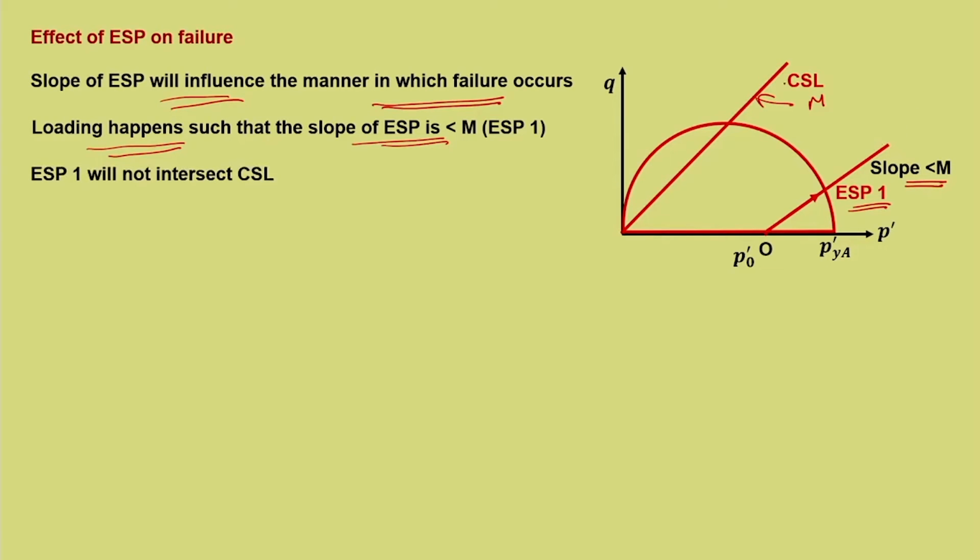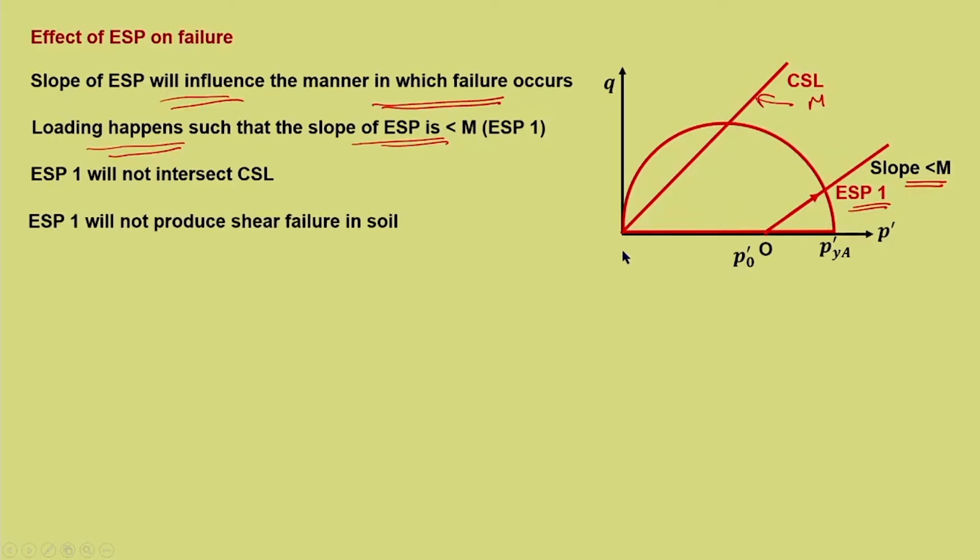ESP1 is not going to intersect critical state line. So, the loading can happen without failing. Probably it is very close to isotropic loading. So, if ESP is progressing with a slope less than M, it is not going to touch the critical state line. In that case, it is not going to fail. The loading is not going to bring about failure. This is a very important information which comes from here. ESP1 will not produce shear failure in soil.